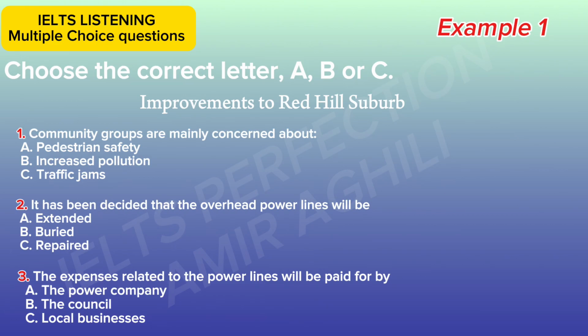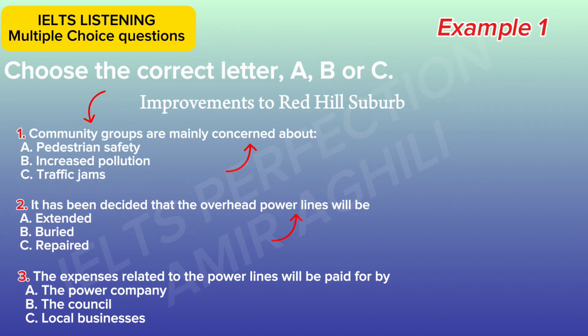As you can see, question 1 is about community groups. So, community groups and concerned are our keywords. Make sure to read the items carefully 2 or 3 times and be aware that both keywords in the questions and also the answer options might be paraphrased in the recording.